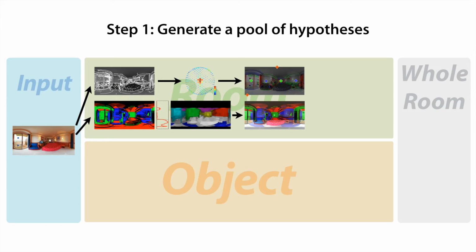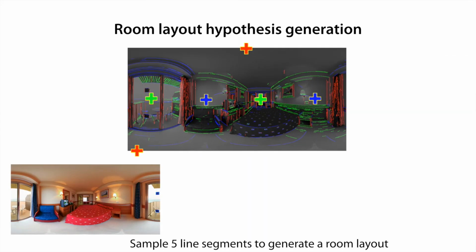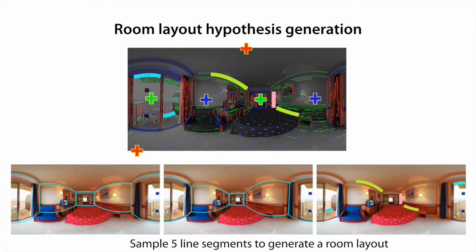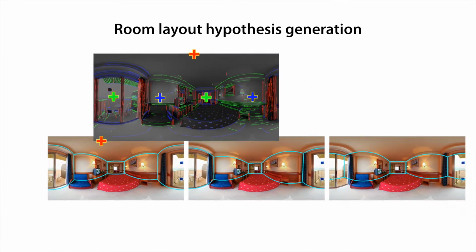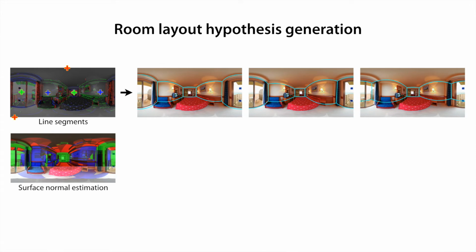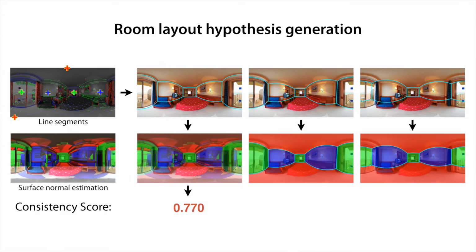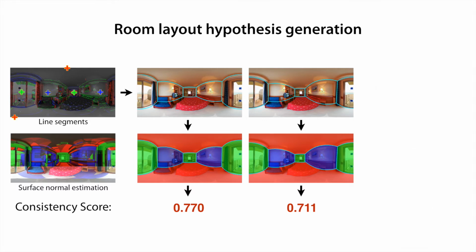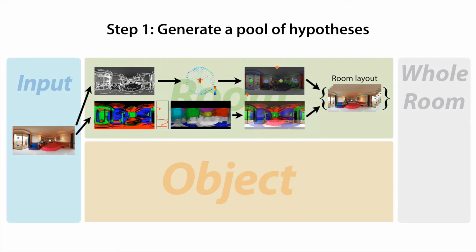Now, we use all this information to generate room layout hypotheses. Geometrically, sampling 5 line segments will give us a room layout. We get thousands of room layout hypotheses by randomly sampling line segments. Each hypothesis can give us a corresponding surface normal estimation, and we compare it with the one we got by merging orientation map and geometric context. We keep those room layout hypotheses with high consistency score and delete the bad ones. So now, we have a set of room layout hypotheses with considerable consistency with image evidence.